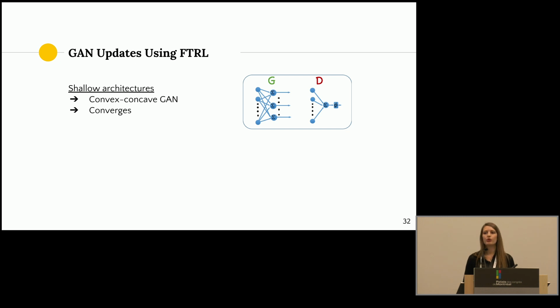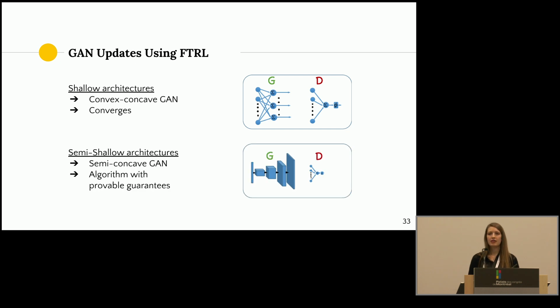So what happens if we now use FTRL for the training of GANs? If we update both players using FTRL, for the convex-concave GAN, which is, for example, the x times y example that we saw previously, we have direct convergence to the equilibrium. What we extend our work to is provable convergence in semi-shallow architectures. As I said, semi-shallow architectures are architectures where one player is general, so here we assume the generator is a deep network, and the discriminator is only a one-layer network, so it's concave.